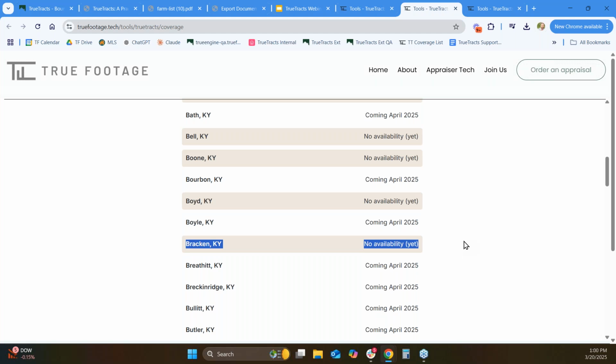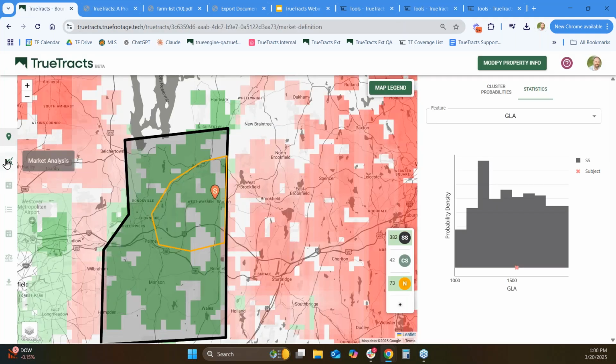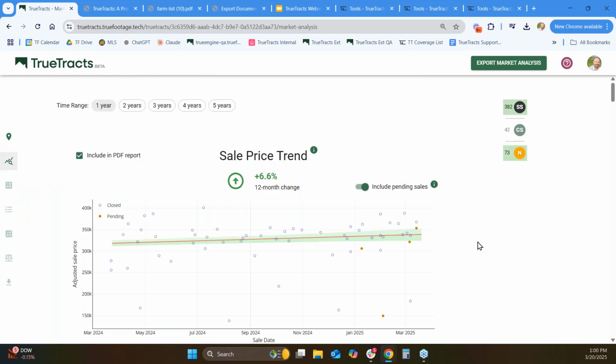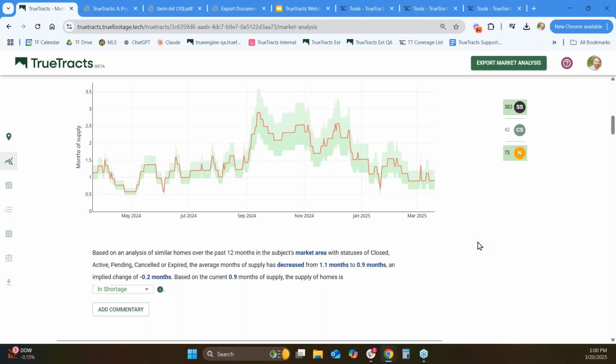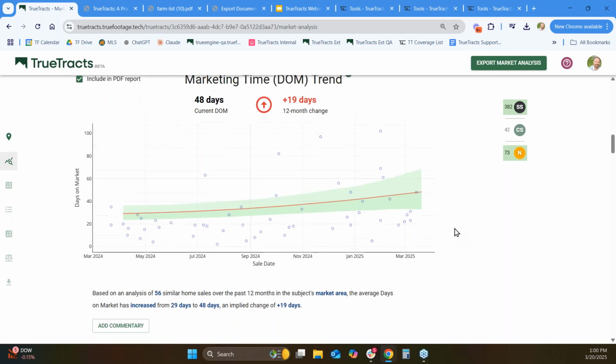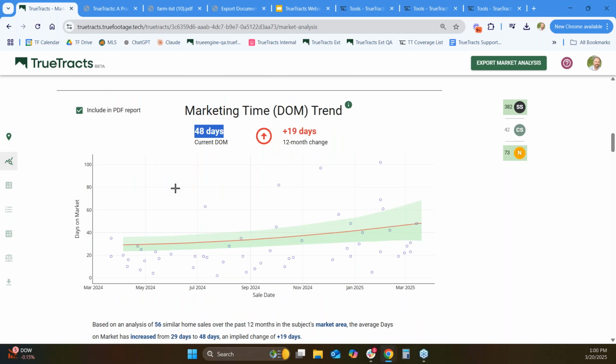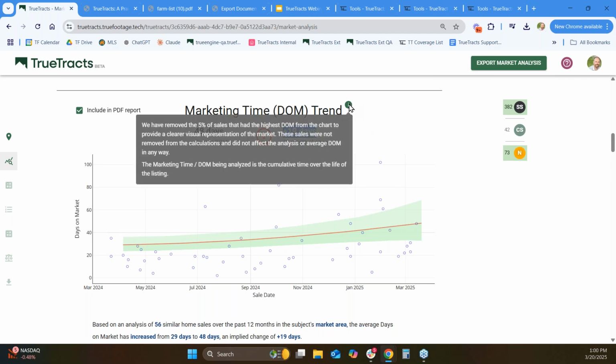Yeah, go ahead. How does your system account for outliers in the data set? Let me show an example of that. The outliers aren't removed from the analysis. So this current average days on market, nothing was removed from that. This change, nothing was removed from that. But if you hover over this, you'll see that we removed the 5% of sales that had the highest days on market from the chart to provide a clearer visual representation of the market. These sales were not removed from the calculations and did not affect the analysis.